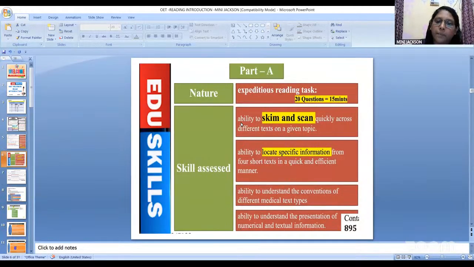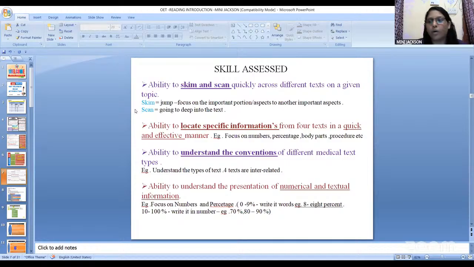Here, it is the ability to skim and scan quickly across different texts on a given topic. What is the meaning? Skimming and scanning were already completed last week, so you know all about how to do it. Skim means jumping, like a jump, from one important aspect of the text to the next.